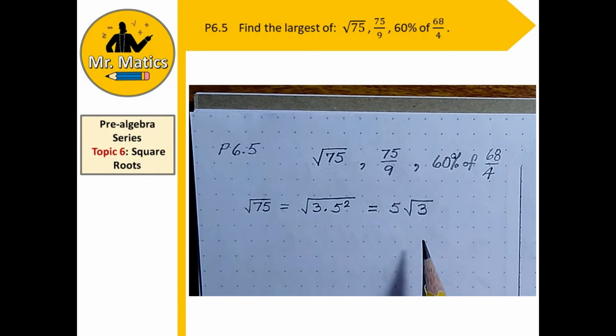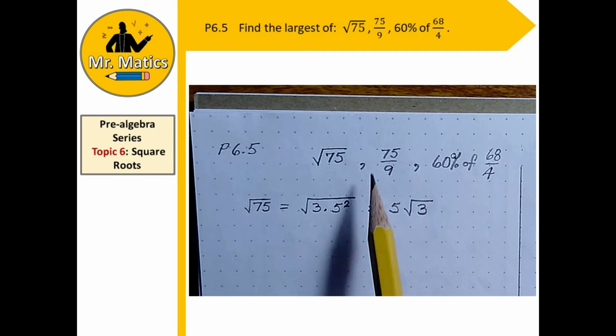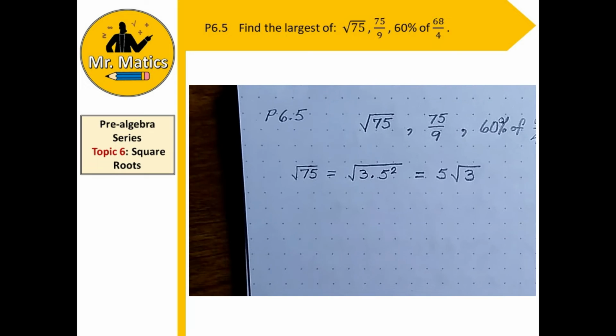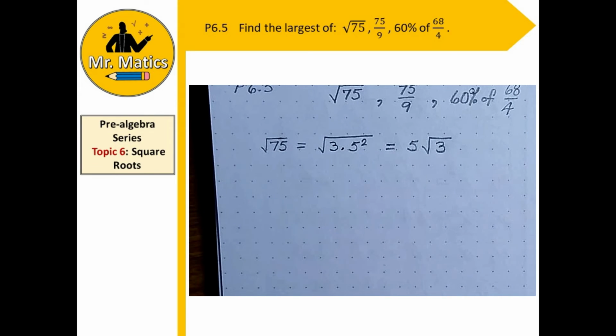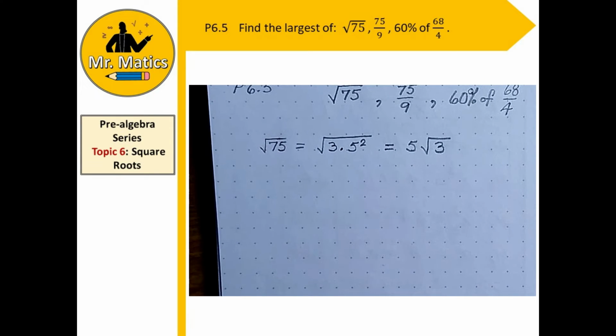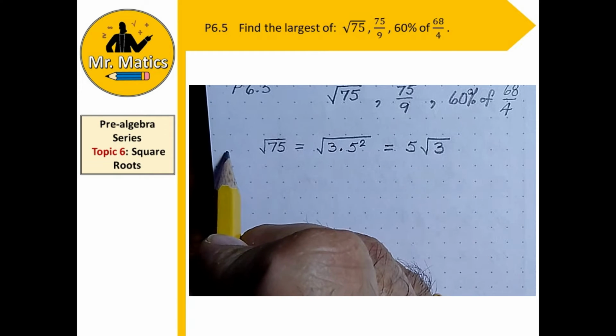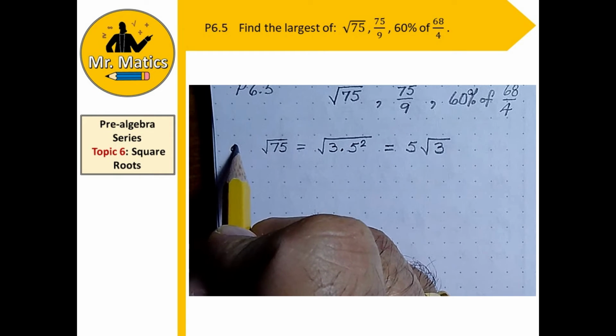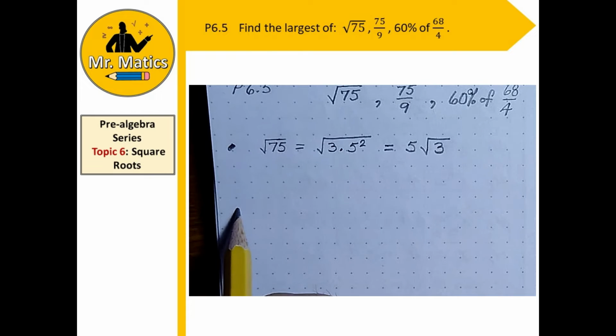We take a pause here for this one because we do not know how these other numbers would look. So we'll take a pause here and we can come back and see how we can modify it. So that's our first one. Then we do the second one, 75/9.